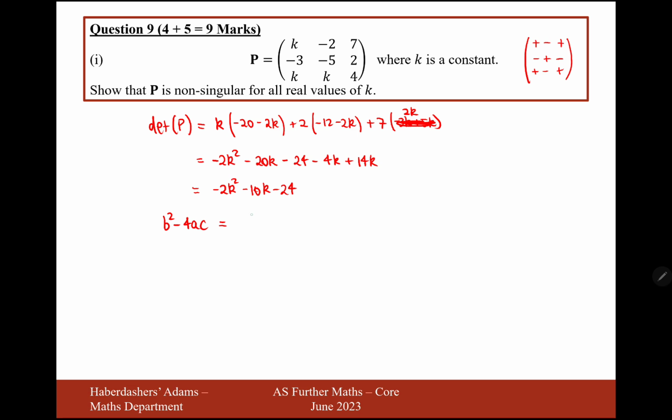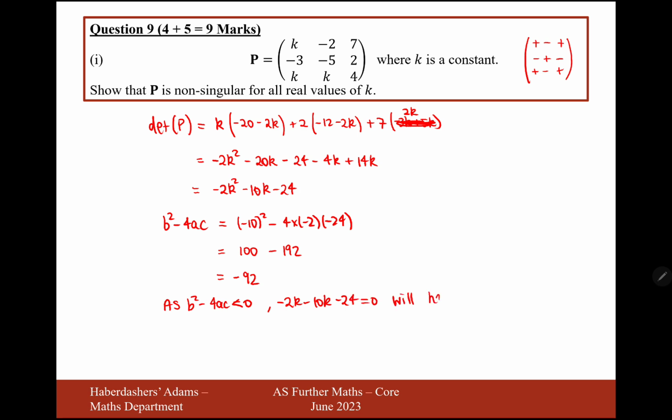So b squared minus 4ac is going to be minus 10 squared minus 4 times minus 2 times minus 24. So let's work this out. It's going to be 100 minus 4 times 2 times 24. Triple negative will keep it a negative, so that would be minus 192. So that would be minus 92. And then we'll conclude as b squared minus 4ac is less than 0, minus 2k squared minus 10k minus 24 equals 0 will have no solutions.